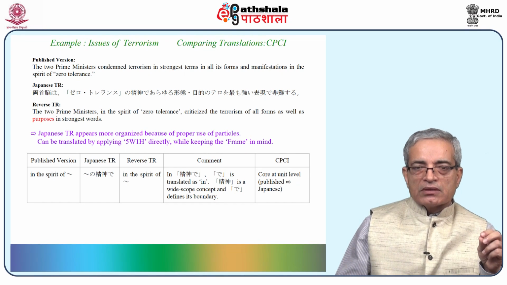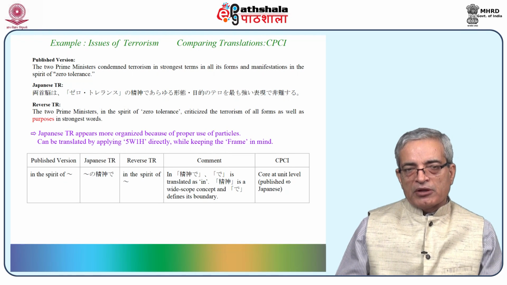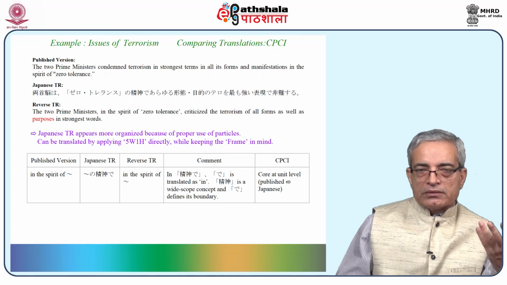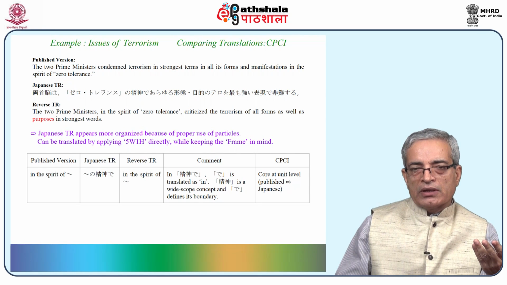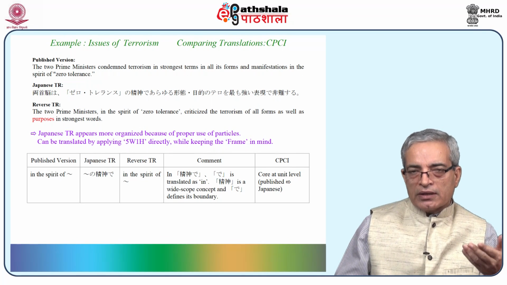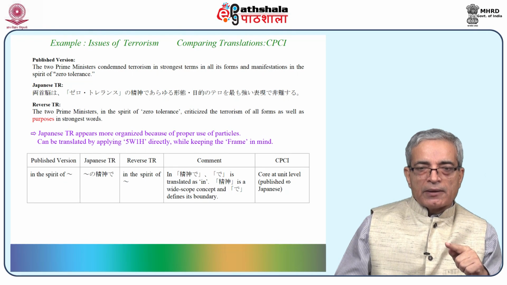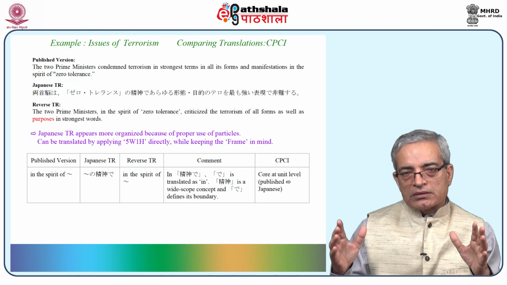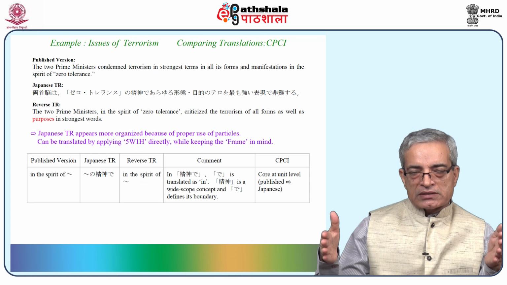So Japanese TR appears more organized because of proper use of particles, and can be translated by applying 5W1H directly while keeping the frame in mind. If we go for the CPCI, first, in the spirit of, is getting translated as nosation. I think it's a good expression to pick up as a unit, and at the unit level it's a core equivalent. And if you look at seishin de, it is translated as in, and seishin is a wide scope concept, therefore it's getting translated as in.